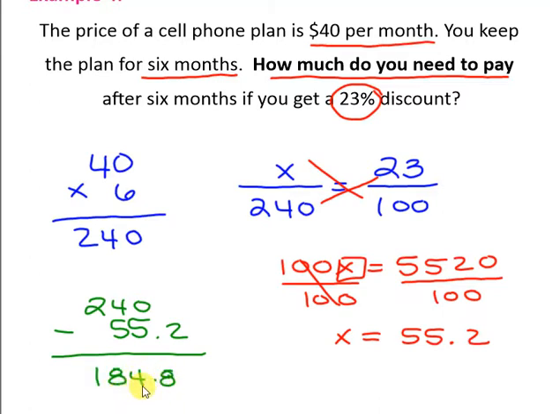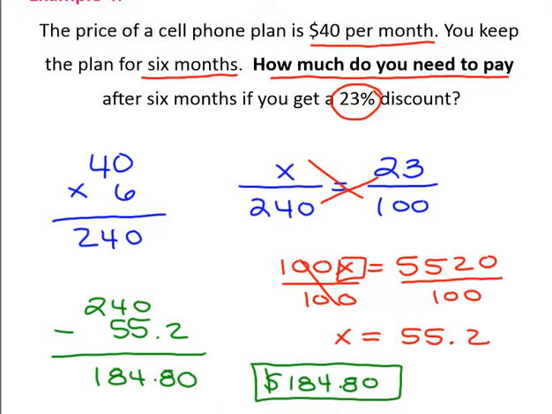Now I'm writing it this way because this is what it's going to give you in the calculator. But remember, we just talked about money. Money goes 2 spots after the decimal. So if I only have 1 spot, I need to make sure that I add a 0 on the end. So my final answer is $184.80 is what I'll pay for 6 months.